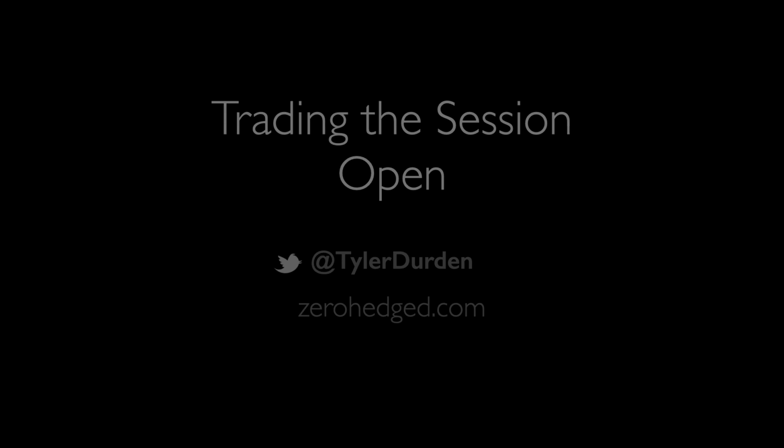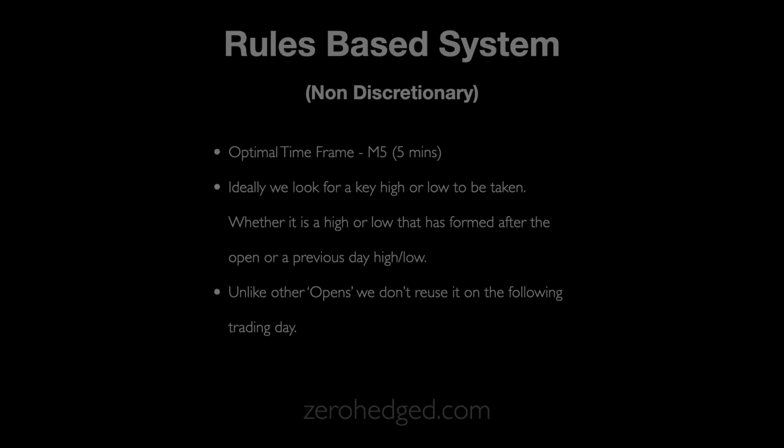Let's crack on. So we've got the theory first, and we'll take a look at the charts. Okay. Rules-based system, non-discretionary. Firstly, we'll go for the non-discretionary rules, and then we'll move on to the discretionary ones. Optimal time frame M5, 5-minute chart. Okay. Ideally, we look for a key high or low to be taken, whether it is a high or low that is formed after the open on the current day or a previous day's high low.